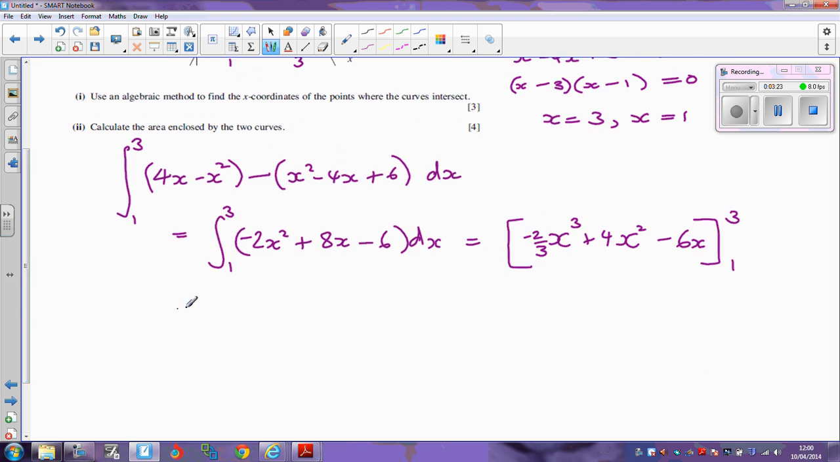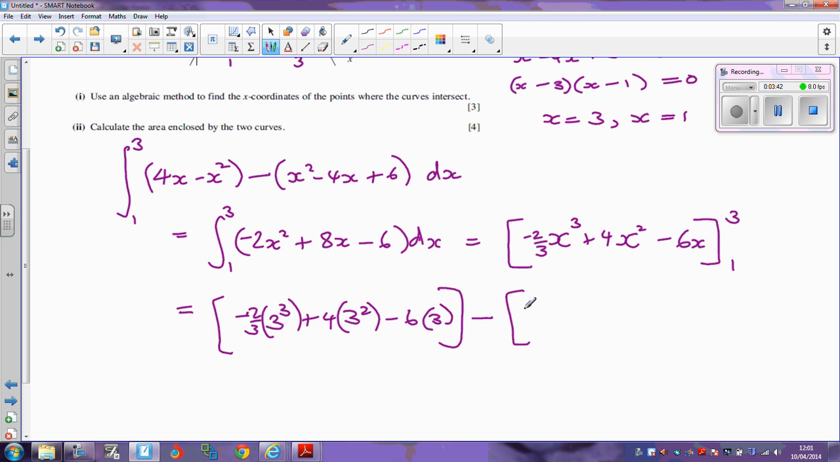Okay, I'm now going to start substituting in, and first of all I'm going to substitute in the upper limit. So I'm going to do minus 2/3 times 3 cubed plus 4 times 3 squared minus 6 times 3. I'll worry about that in a minute. And I'm going to subtract. If I substitute 1 into each of these, the first term is just going to be minus 2/3, the next one is 4, and the last one is minus 6.